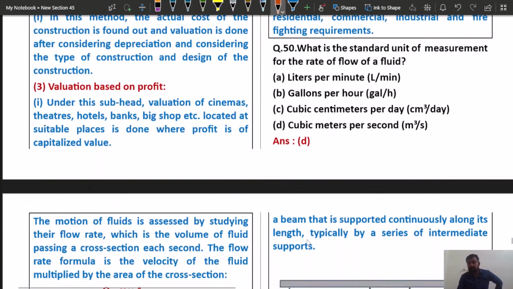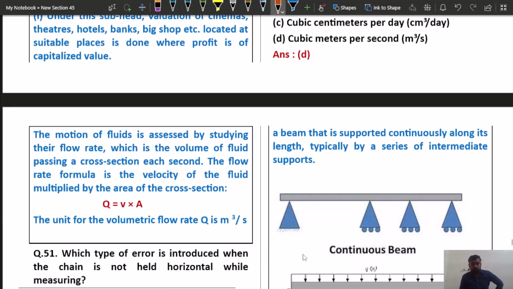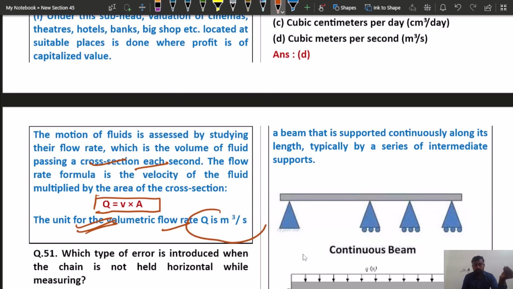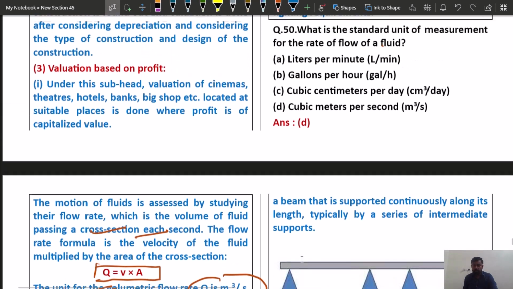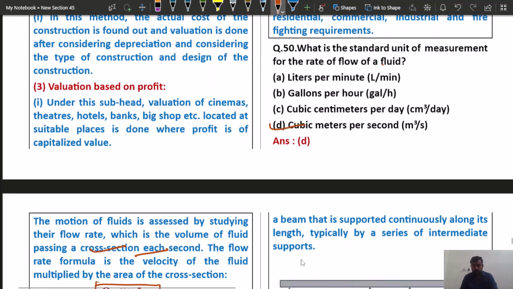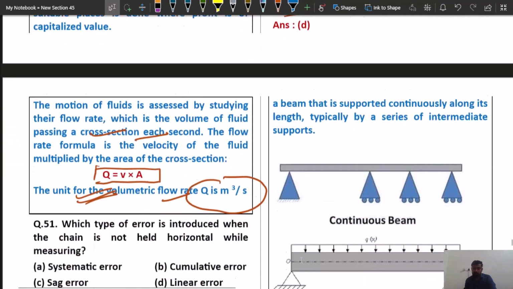What is the standard unit of measurement of rate of flow? What is the rate of flow? Rate of flow is the volume of fluid passing through a cross section each second. This is called rate of flow, and it is given by Q equal to V into A, and the unit of rate of flow is meter cubed per second. So the correct option will be cubic meter per second. So option D will be correct. Now proceeding to the next question.